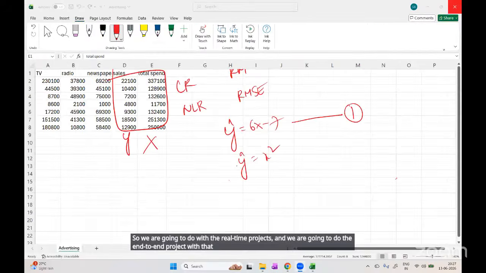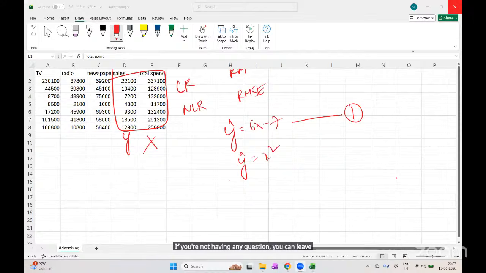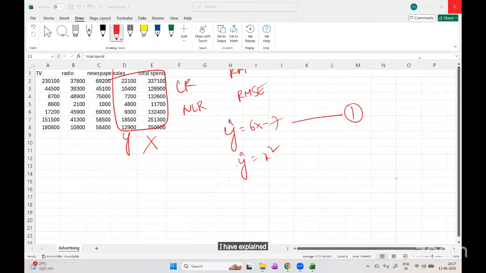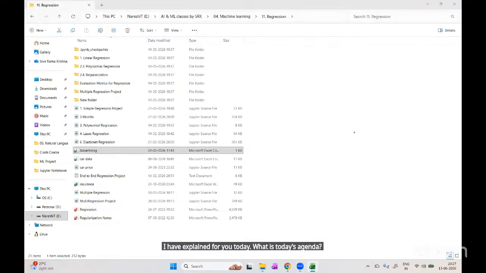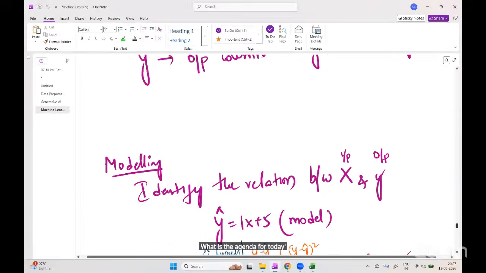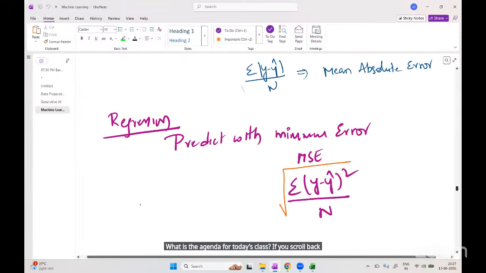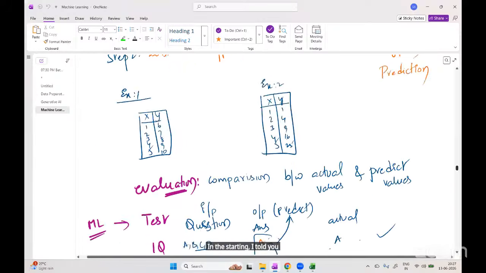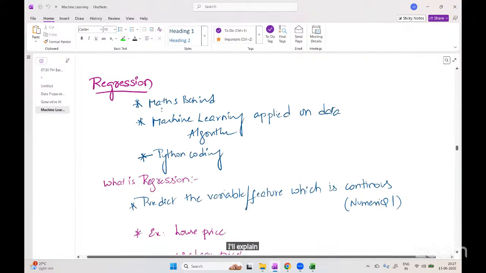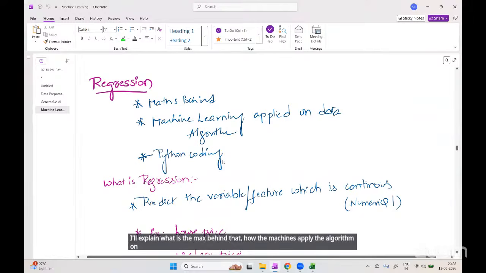If you're not having any question, you can leave. As I've told you, with one example I have explained for you today. What is today's agenda? Just before leaving, what is the agenda for today's class? If you scroll back to the starting, I told you: I'll explain the maths behind that, how the machines apply the algorithm on the given data, and what is the Python coding. Three of them I have shown you.